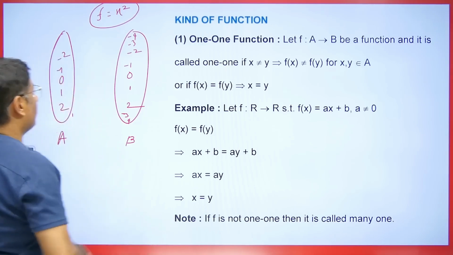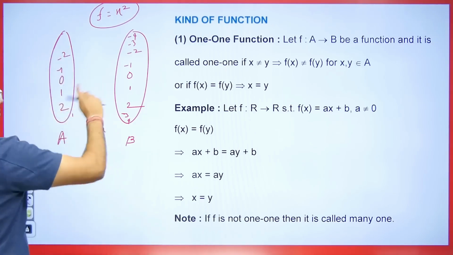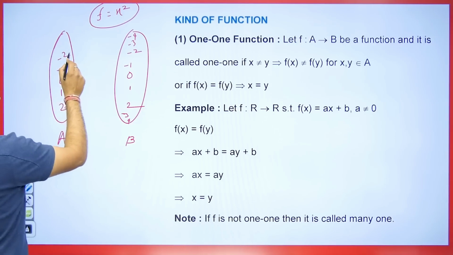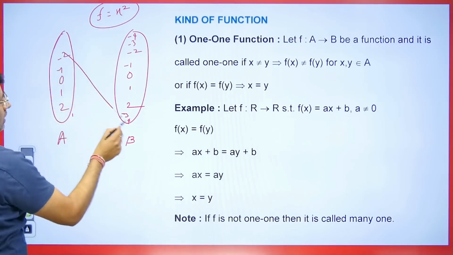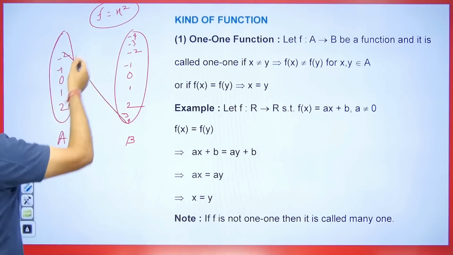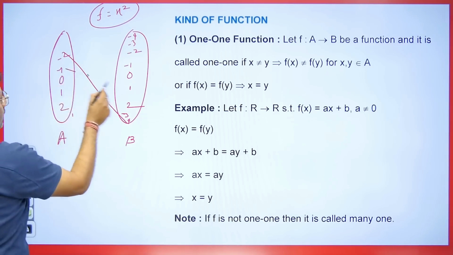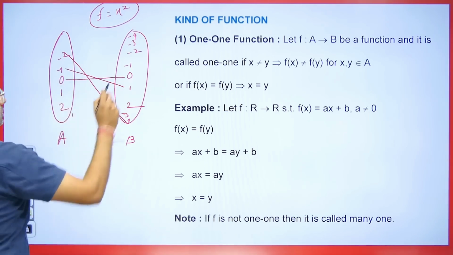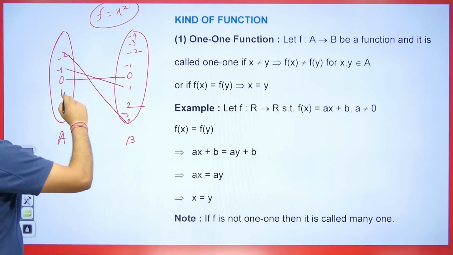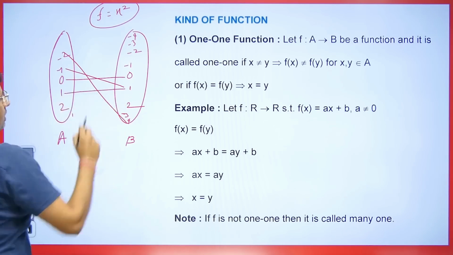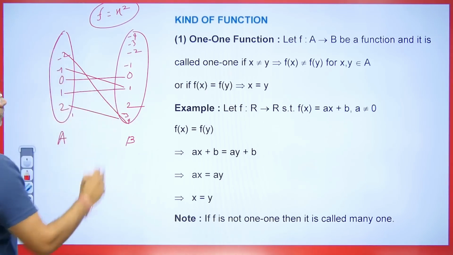So what we will do here, f(x) = x². First of all, I will put 0 here, -2. So what will be the square of -2? It will be 4. And then the square of -1 will be 1, right? Now the square of 0 will be 0. Is it clear? And then students, we have the square of 1, which is 1. And what will be the square of 2? It will be 4, right?